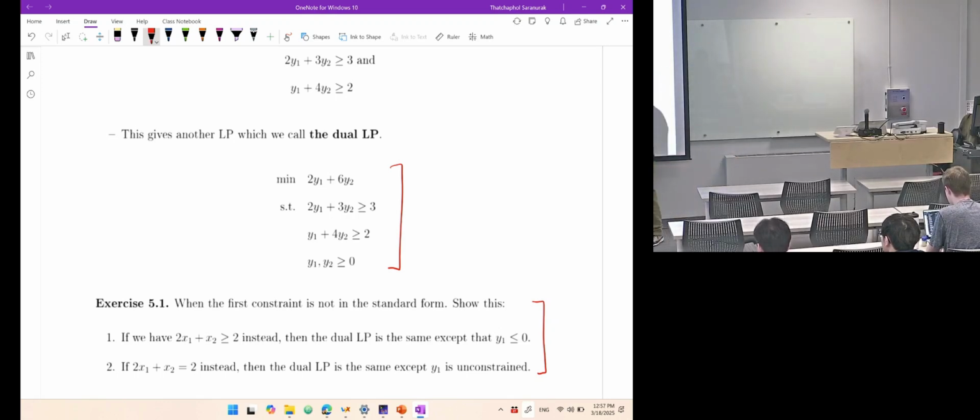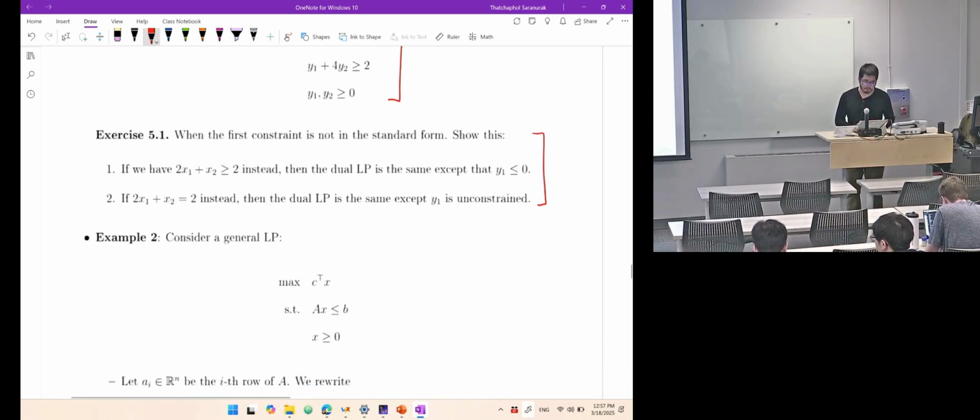Suppose that the first constraint is not in the standard form. Suppose the first constraint is this instead, or is an equality instead. Then try to derive the dual on your own, and then see that you're going to get basically the same dual LP, similar to this, except that y1 needs to be at most 0 instead of y1 at least 0. Try to do this. Or if this is an equality, y1 is going to be the same except that y1 is unconstrained, can be positive or negative. So do this just to make sure that you understand the concept.